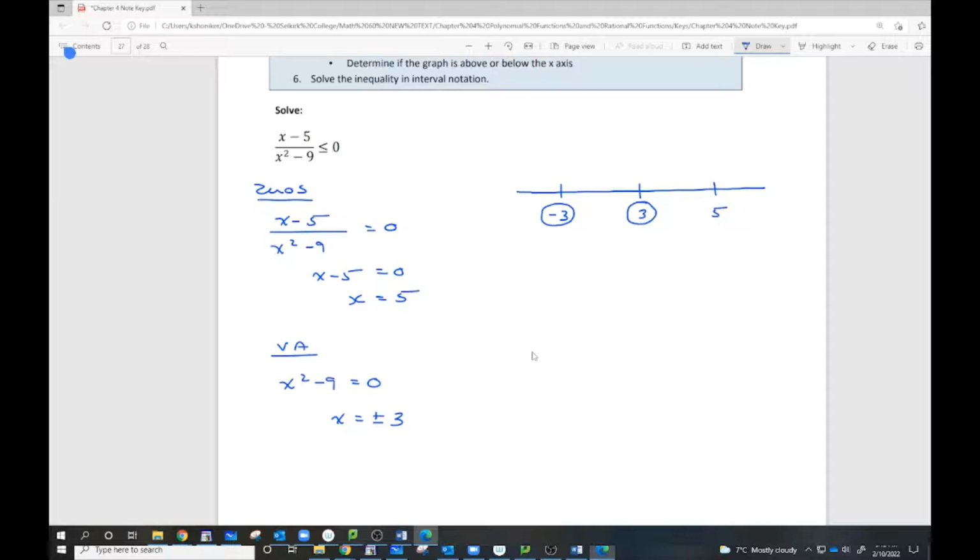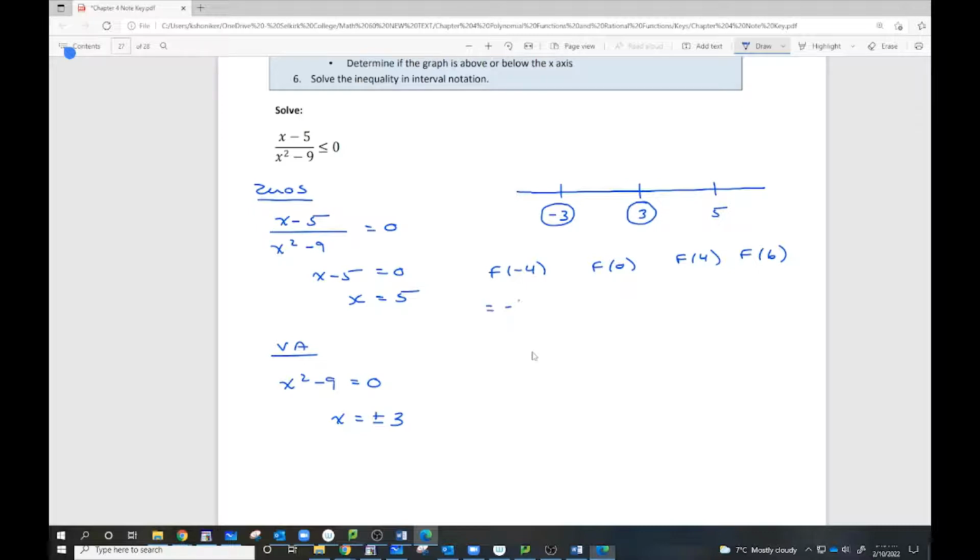So we're going to test values. We're going to test -4. We're going to test something like 0. We're going to test 4. And we're going to test 6. So how do we choose these values, right? Anything to the left of -3, like -4. Anything between -3 and 3, like 0. Anything between 3 and 5, so 4. And anything greater than 5, so 6. And we're going to plug these into the equation.